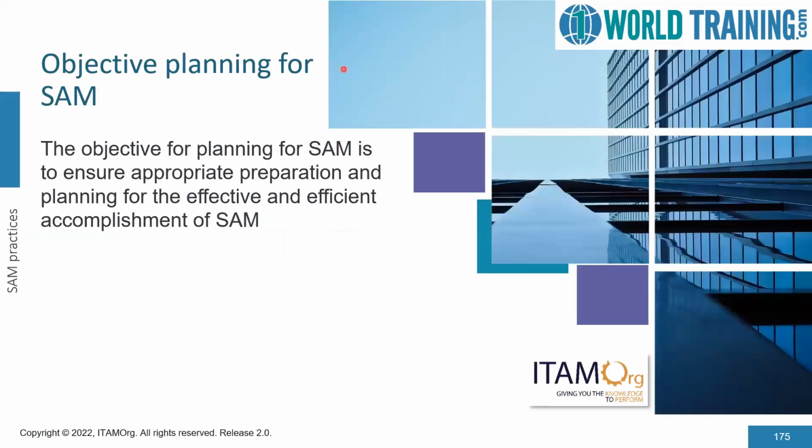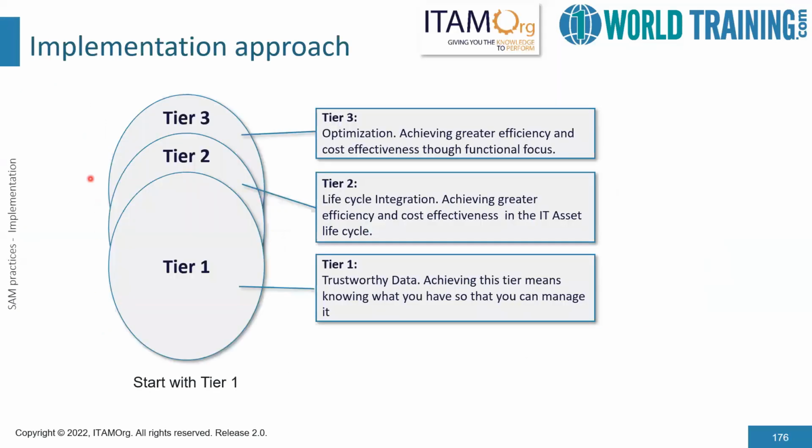For implementing SAM, there has to be some objective, and the objective for planning for SAM is to ensure appropriate preparation and planning for the effective and efficient accomplishment of SAM. The implementation approach for SAM happens through 3 tiers. We begin with tier 1, move to tier 2, and then eventually to tier 3. Each tier is a precondition before we can move to the next upper level tier.